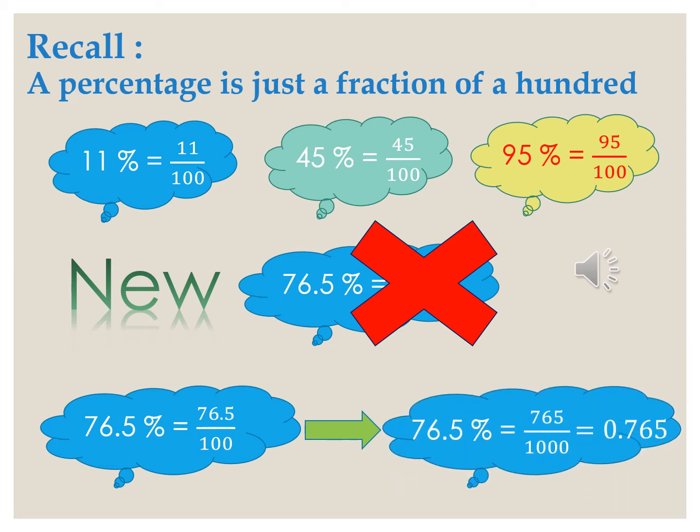So the best way to do that is to multiply both the numerator and the denominator by 10. That would give us 765 divided by 1000. And if we divide that through, we'd get 0.765.